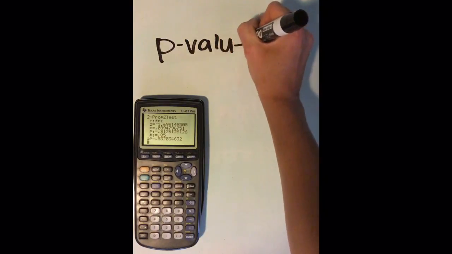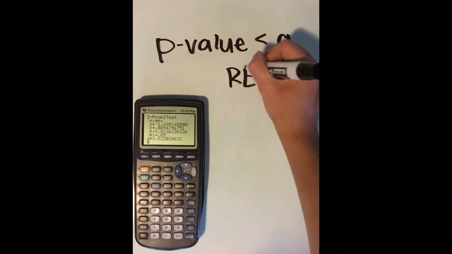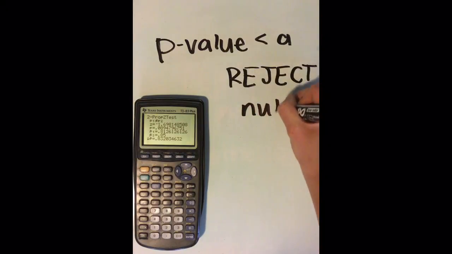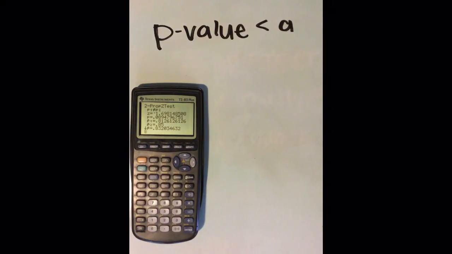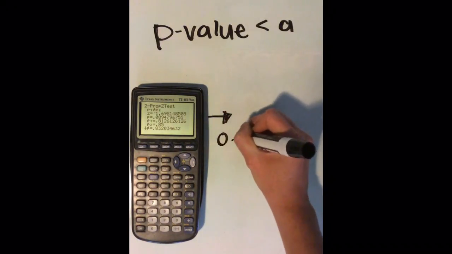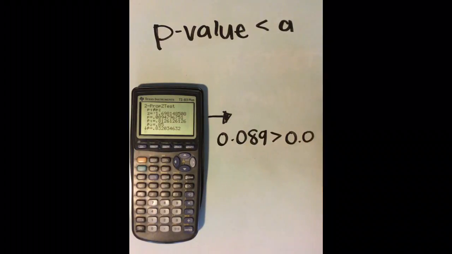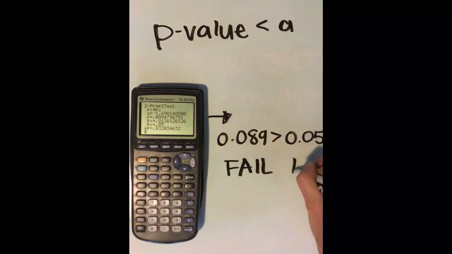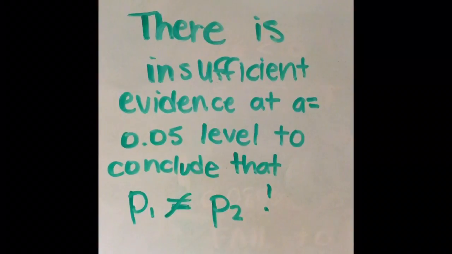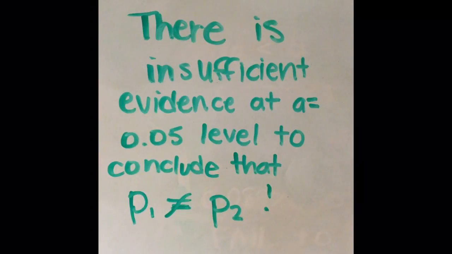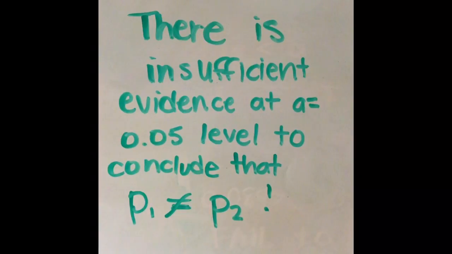With a calculator, there is another way to find if we reject or fail to reject the hypothesis. The calculator gives you a p-value. If the p-value is less than α, you reject the null hypothesis. We find that our p-value is 0.089, which is greater than α, 0.05, therefore we fail to reject our null hypothesis. Since we failed to reject the null hypothesis for both the z-value and the p-value, there is insufficient evidence at the α equals 0.05 level to conclude that p1 does not equal p2.